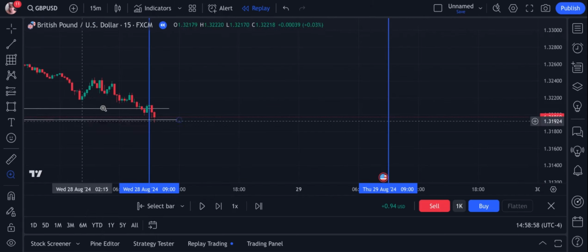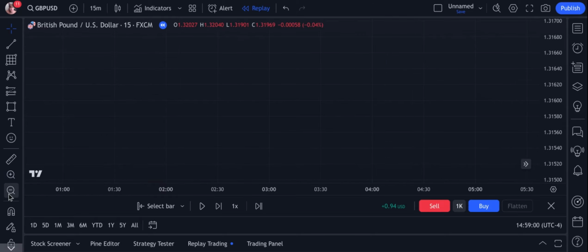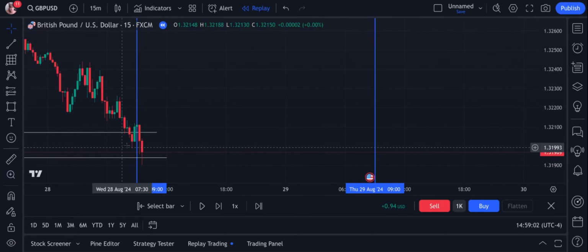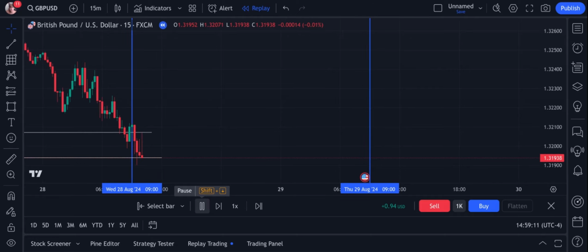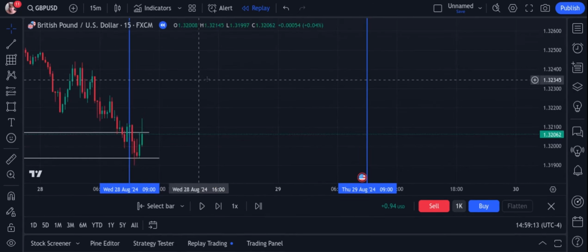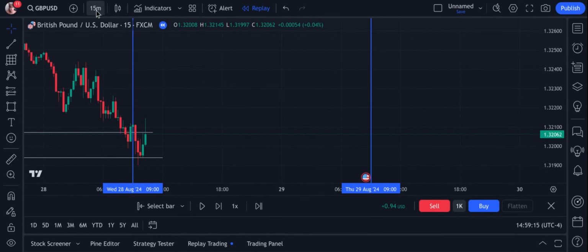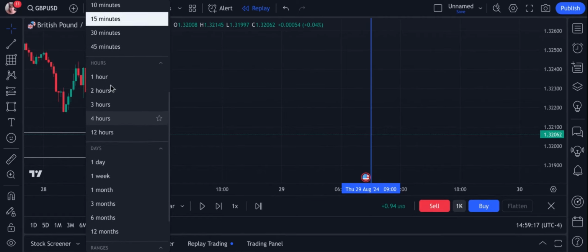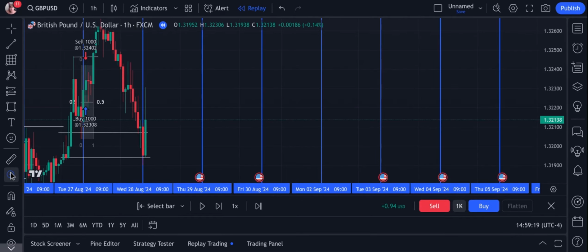I still consider price to be swept right now, but these lows got swept and price came down and swept these lows as well. We're just looking for a 15-minute break of structure. Okay, no break of structure yet. Let's look back at the 1 hour, see what the 1 hour looks like.